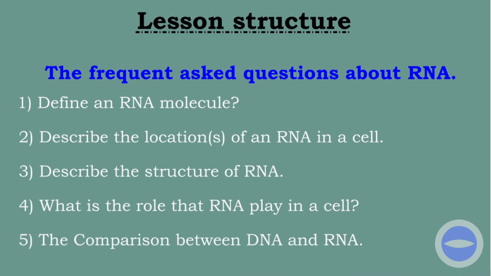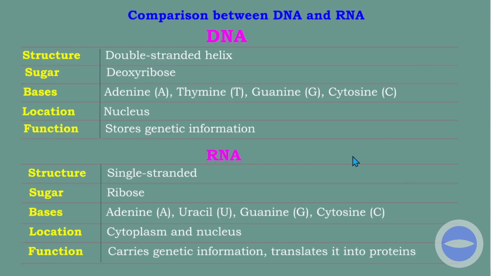Next we go to the comparison between DNA and RNA. So now we will compare the DNA and the RNA. Structure: DNA is a double-stranded helix, RNA is single-stranded. The sugar in DNA is deoxyribose; in RNA, the sugar is ribose. And then nitrogenous bases. DNA has adenine, thymine, guanine, cytosine, but RNA has adenine, uracil, guanine, cytosine. So DNA does not have uracil, while RNA does not have thymine.